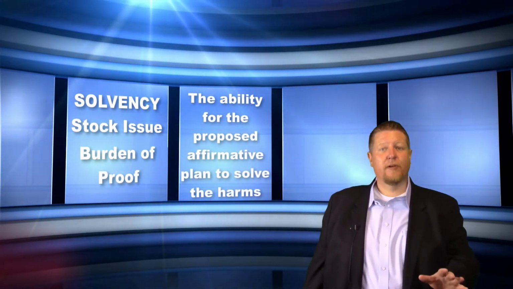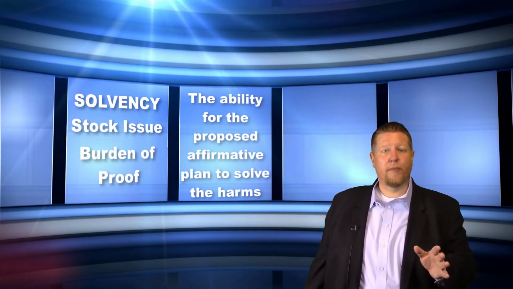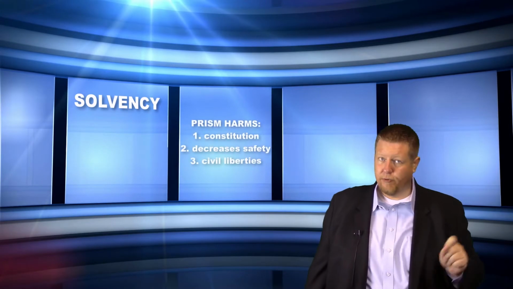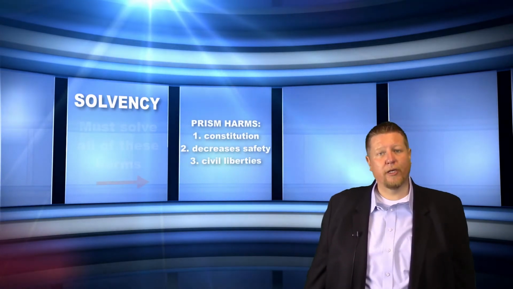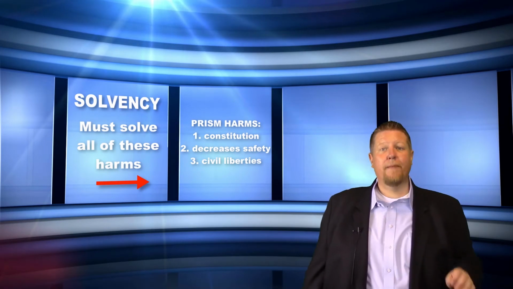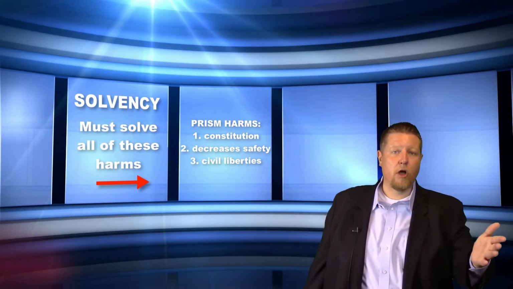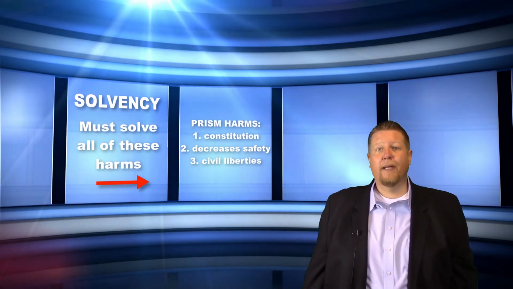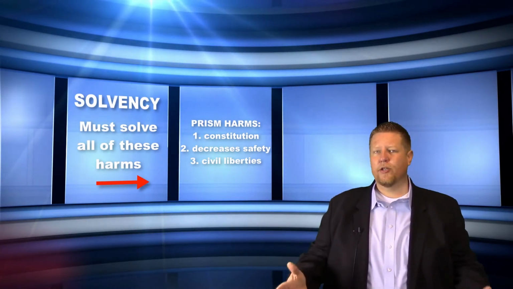So, if the affirmative team claims in their inherency and harms argument that the PRISM software violates the Constitution, decreases our safety, and violates our civil liberties, the proposed affirmative plan must solve for all 3 of these harms. And the ability to solve these harms is called solvency. A plan that cannot solve these harms has no solvency, and a plan that fully solves these harms has solvency.